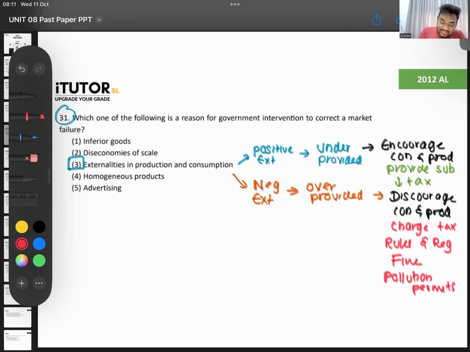So one reason for government intervention is when there are externalities, and we just learned how the government intervenes and what they do. Okay? We'll go to the next.